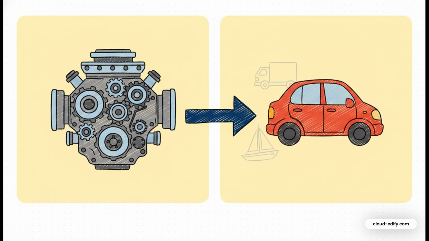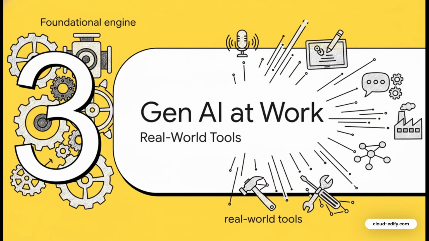The absolute best way to wrap your head around this is with an analogy. Think of the AI model, like Google's Gemini, as a high-performance engine. It's the raw power, the foundational tech. Now, the application, like the Gemini app you can chat with, that's the car, right? It's just one specific thing built using that engine. But here's the kicker. You can take that same powerful engine and put it in anything. You can put it in a sports car, a delivery truck, a speedboat, you name it. All right, section 3, Gen AI at work.